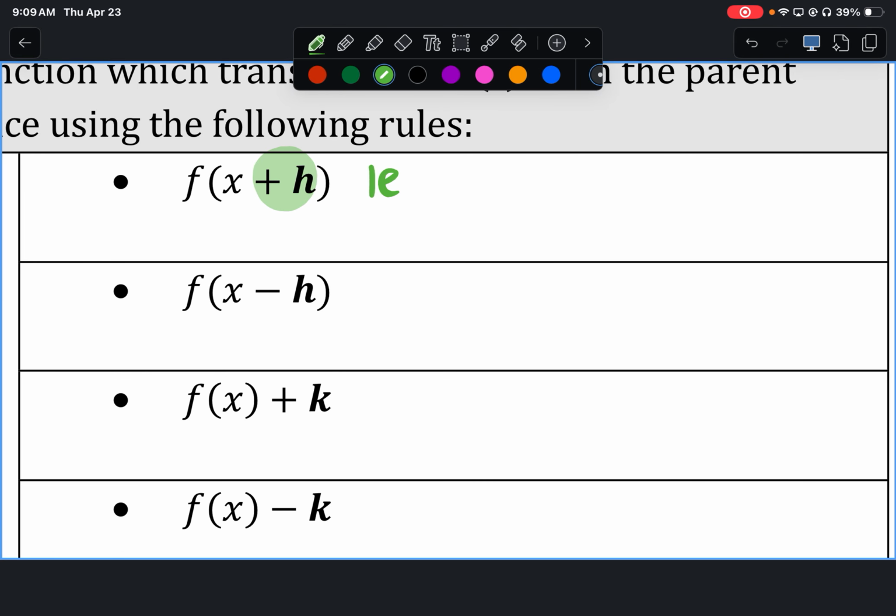To the left h units. Okay, what about if we have minus h inside our function? To the right h units.